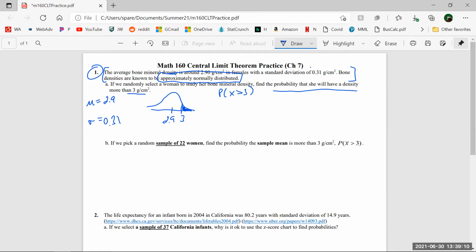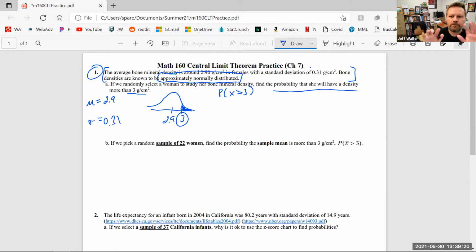X minus mean. Yeah, because I want to use what chart? The z-score. Yeah, so I got to make a z-score. I got to make this into a z-score. So I really want, listen, stay with me. If I know how many steps up that is, I can figure out how much area is further than that. I just have to know how many steps up it is, right?